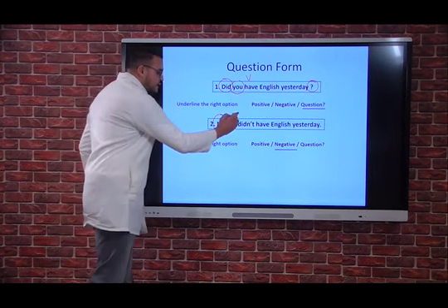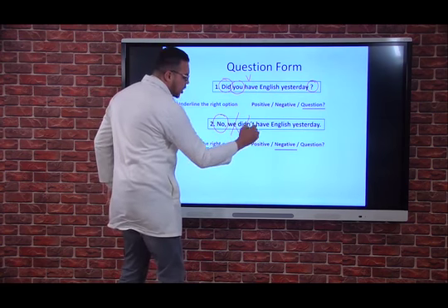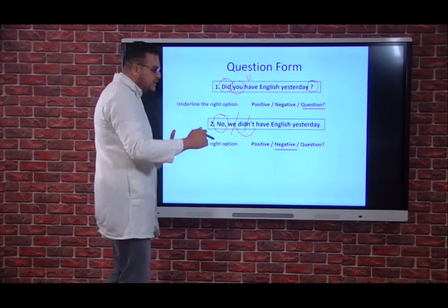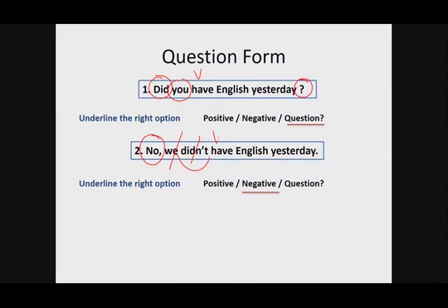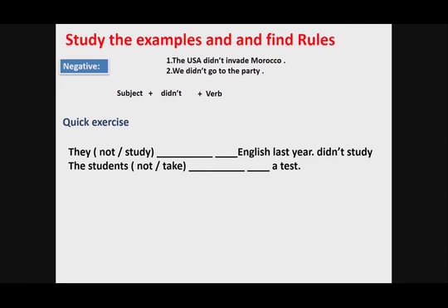So no, subject pronoun plus didn't, which is did not as a long form, didn't as a short form, plus verb, and this verb should be in the infinitive or the base form. Have English yesterday. Okay? So in the negative, as I said before, subject, didn't, verb. Subject plus didn't plus verb. The USA didn't invade Morocco. We didn't go to the party.